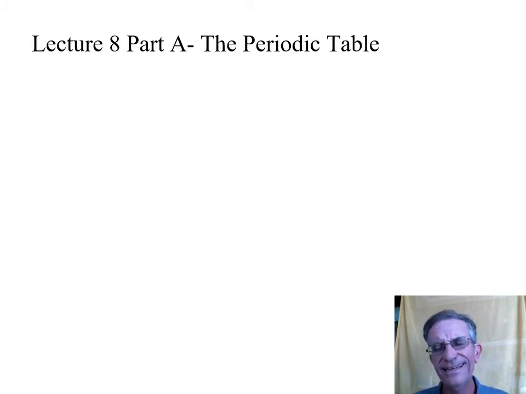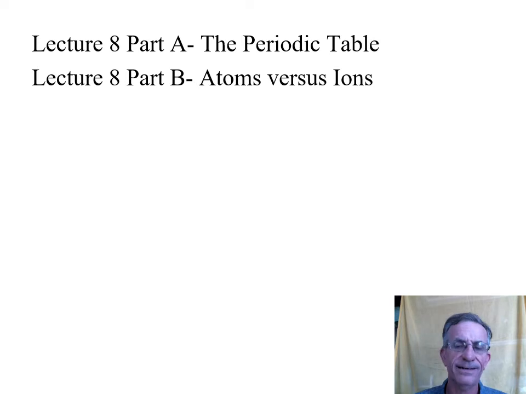and why it is helpful to us. And then in the second part B, we're going to talk about atoms versus ions. What's the difference and how do we tell them apart? All right, so that'll be the second part. But with that, I think we're ready to get started, and let's get going on the periodic table. What the heck is the periodic table, and why do we care?